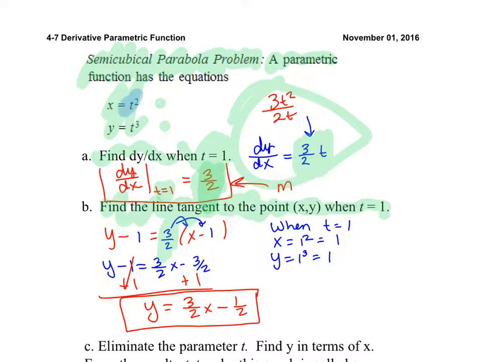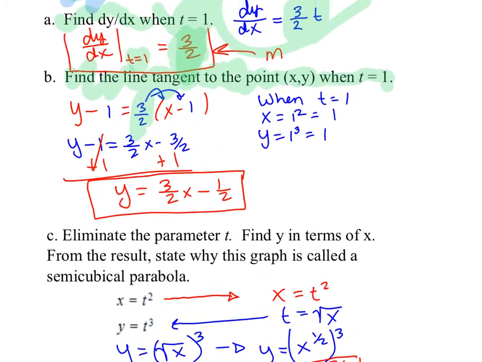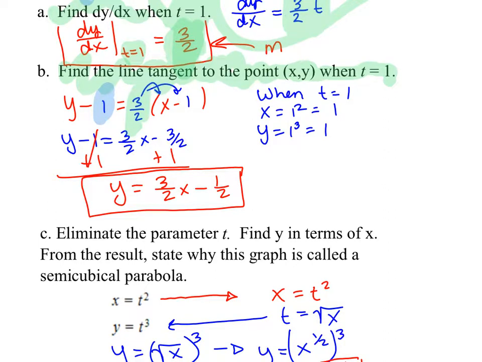So when you plug in 1 right here, you get x equals 1. When you plug in 1 over here, you get y equals 1. So into your equation, you plug in y equals 1, x equals 1, and by the way, this is called the point slope form, not the slope intercept form. And then you do some simple math, and you end up with your tangent line.